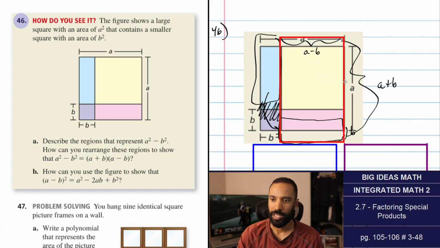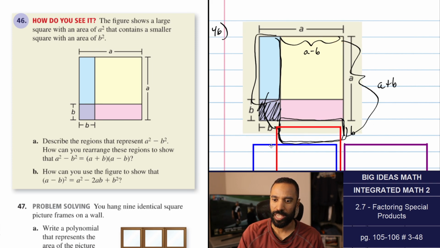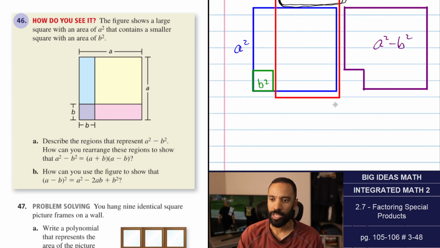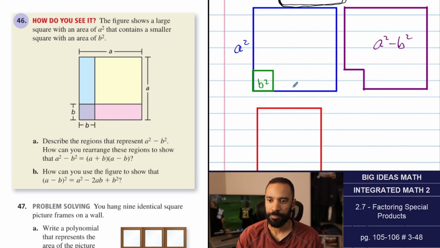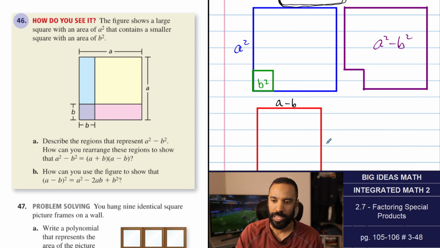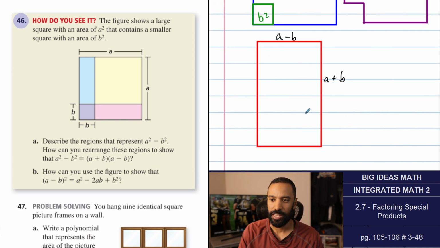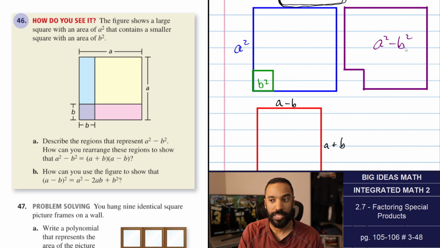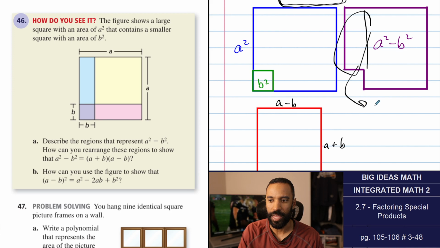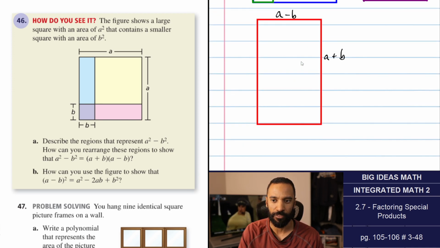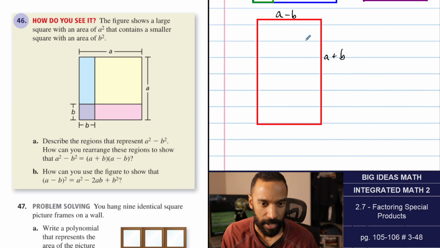So this guy right here is a minus b times a plus b. Now, how is this the same as that? It just is. It took this piece right here and moved it down into that slot and made a rectangle version out of it. It's the same area, but represented in a different way.